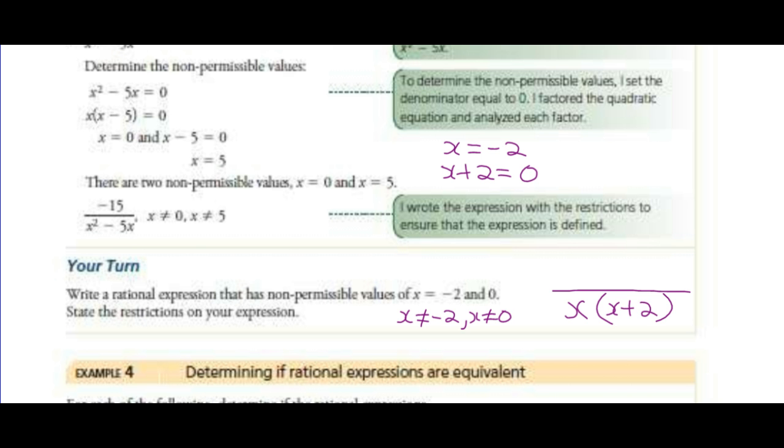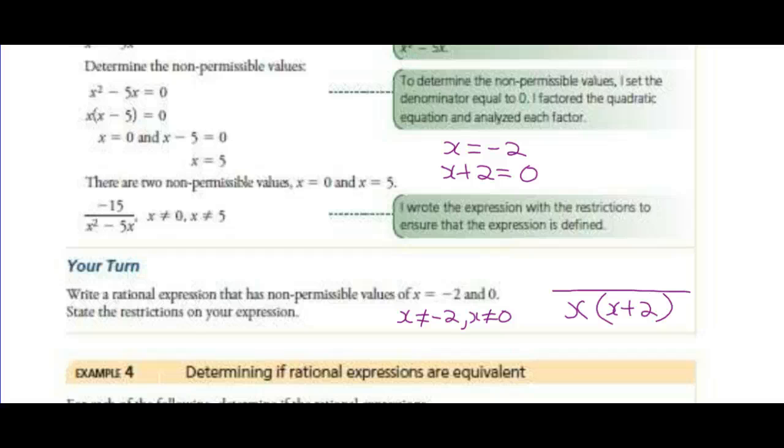Okay. So you can take a restriction, x can't be negative 2, turn it into a non-permissible value, x is negative 2, and then solve that, just make sure that this side becomes 0, and say, how do I get this right-hand side to be 0? I'm going to add 2 to both sides. So, what's the restriction here? Can't be 0. Here, can't be negative 2. Okay, so you can work backwards from non-permissible values to a factored form.